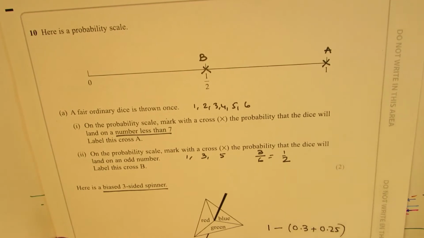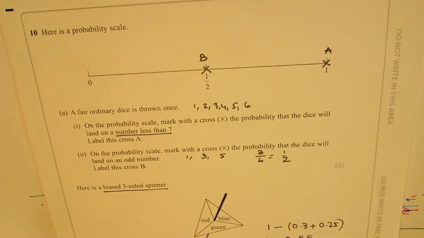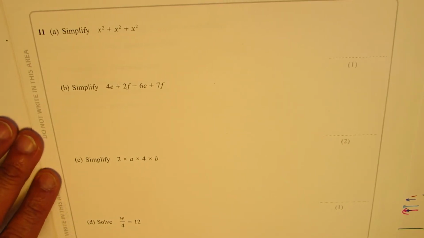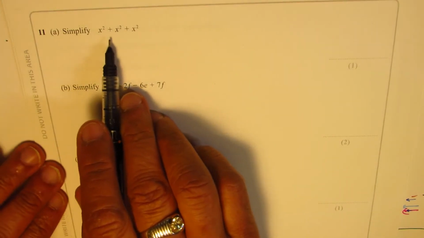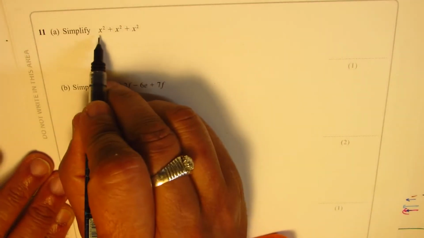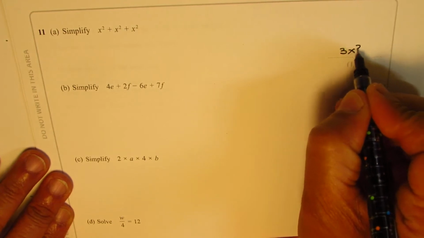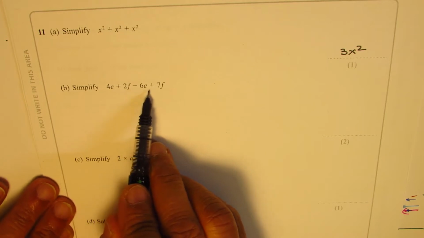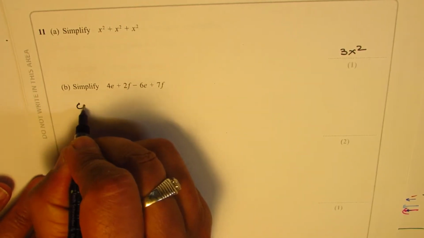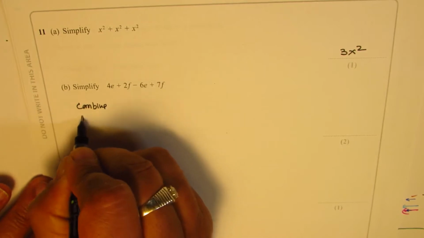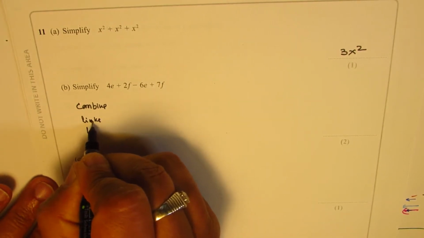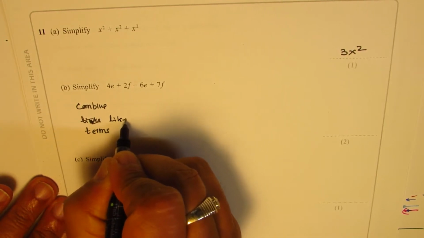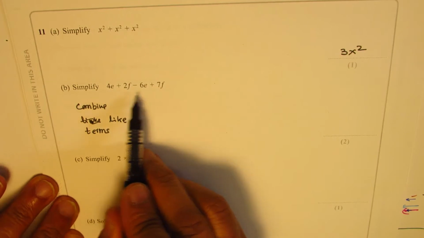Okay, so let's take up now question number 11. Now this is simplification. Simplify x squared plus x squared plus x squared. There are 3 x squares, it is 3x squared, correct? Next is simplify 4e plus 2f minus 6e plus 7f. We have to combine like terms, correct? Like terms here are e's and f's, right?